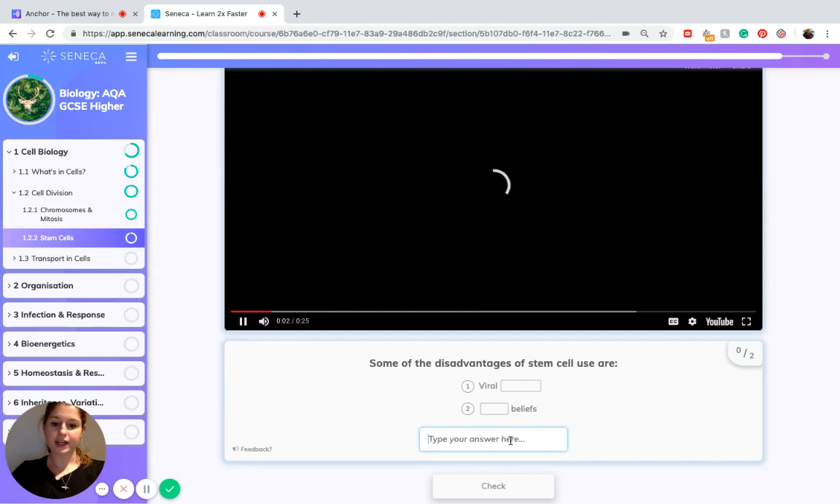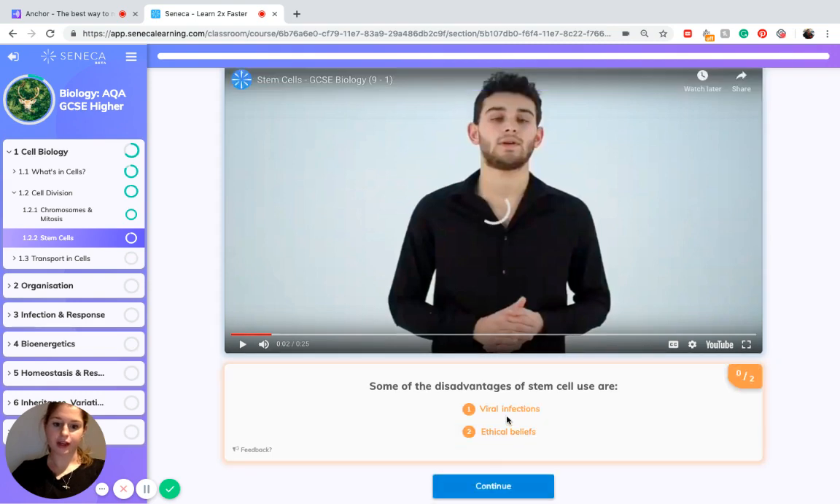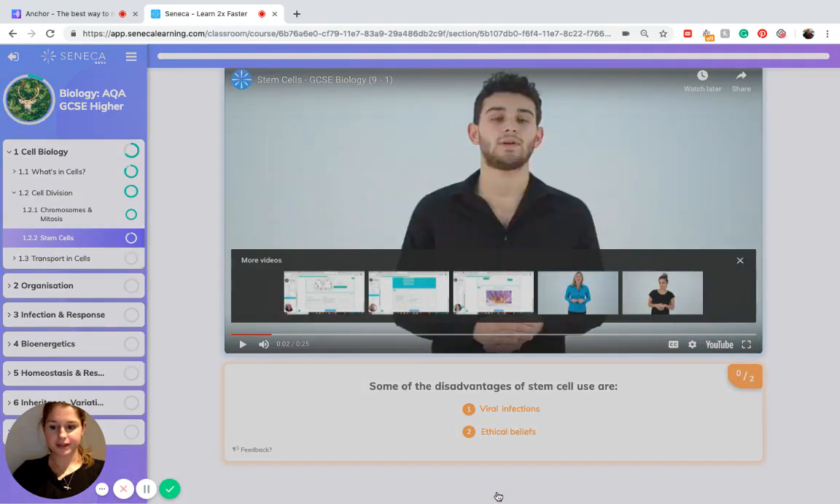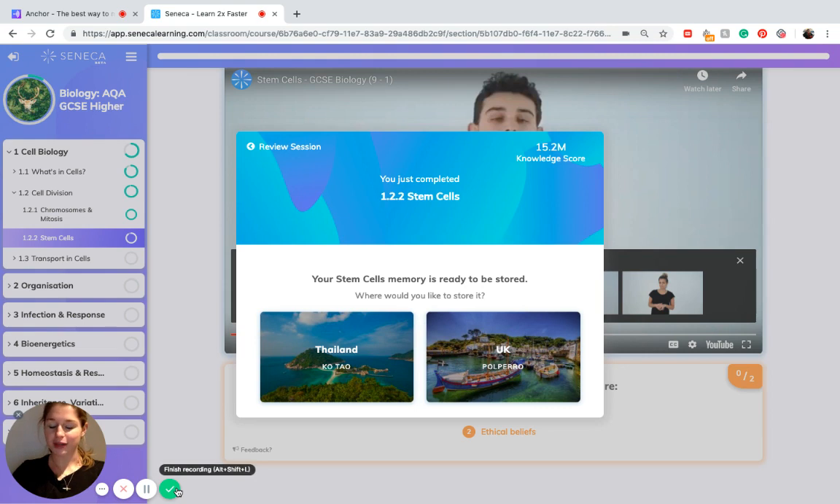So let's just recap on some of the disadvantages again of stem cells, which are potential viral infections and ethical beliefs.